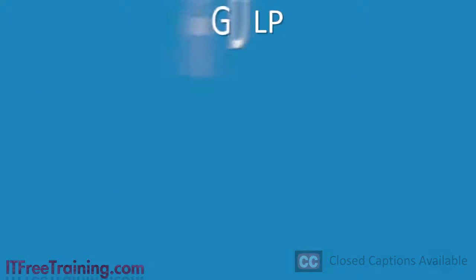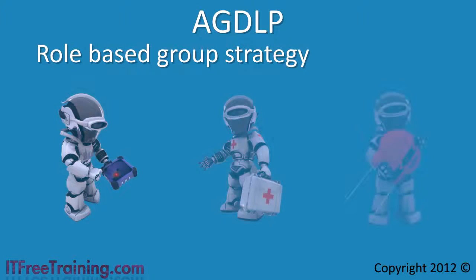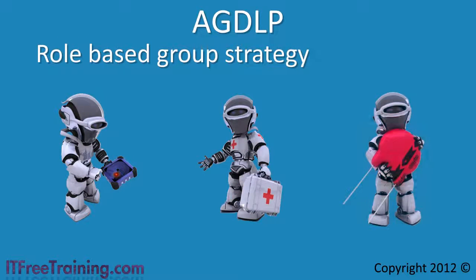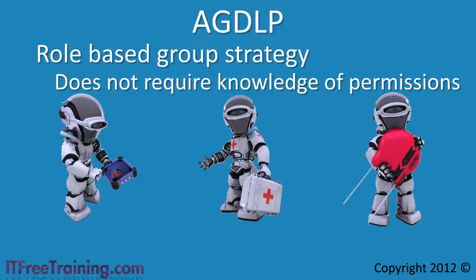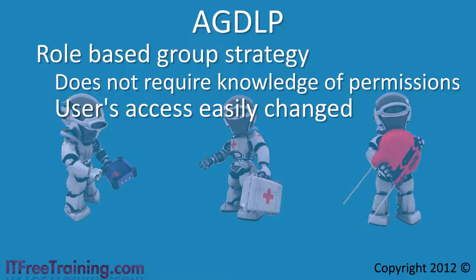AGDLP is a role-based strategy which, when used in your organization, can simplify day-to-day administration. Role-based means that permissions are granted based on what role or roles the user has in the organization. Since it is a role-based strategy, it does not require the administrator to have knowledge of how permissions have been assigned to the resources that are being controlled. This allows access for a user to be easily changed, for example, if they change jobs in the organization.